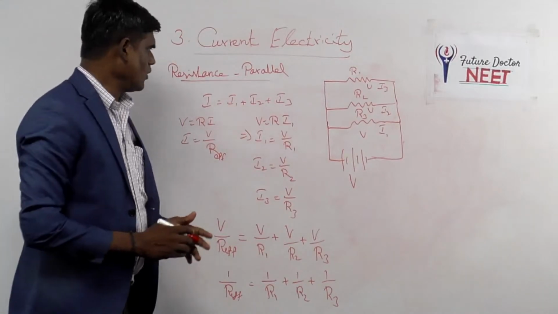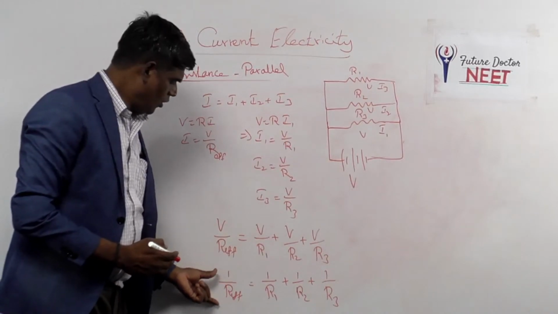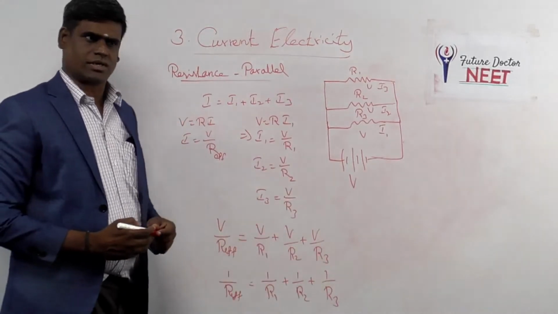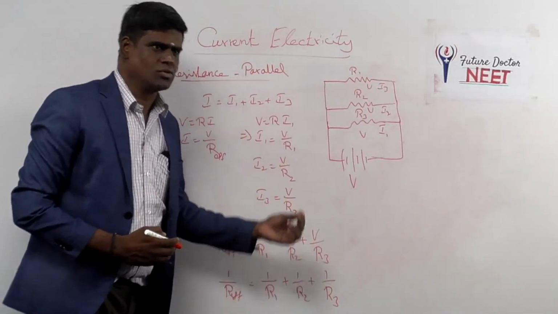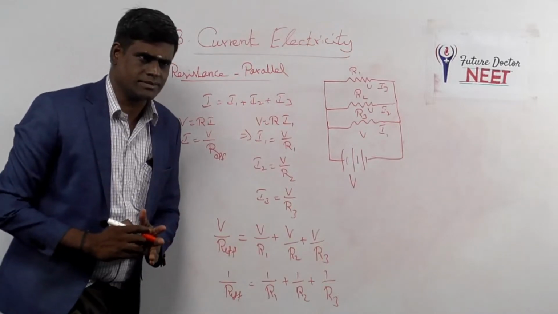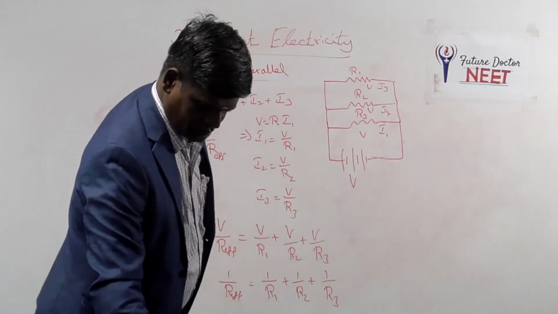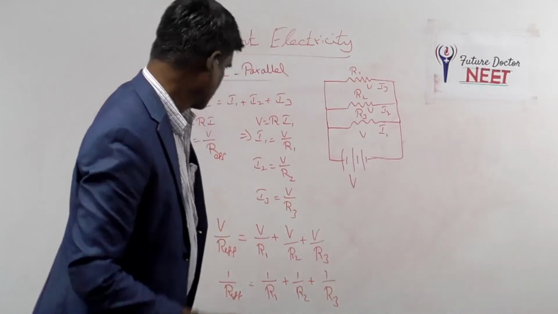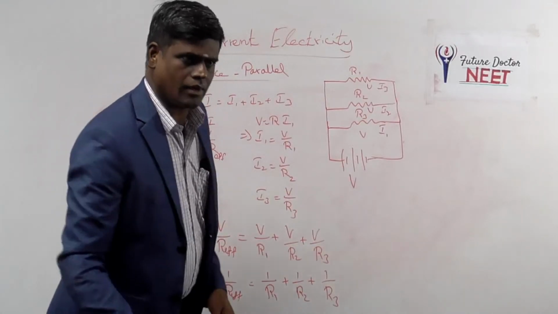Now, when resistors are connected in parallel, the reciprocal of the effective resistance equals the sum of the reciprocals of the individual resistors. 1 by R effective equals 1 by R1 plus 1 by R2 plus 1 by R3. Any doubt in this? No. Okay. Can we move to the next topic?